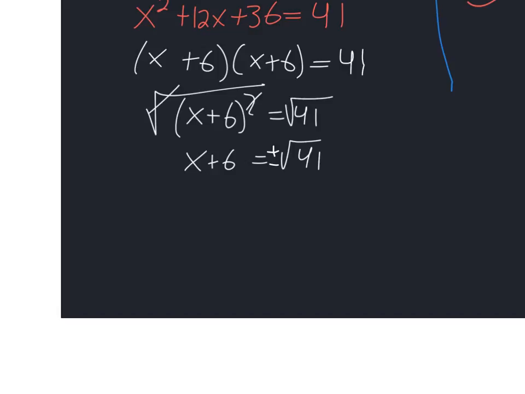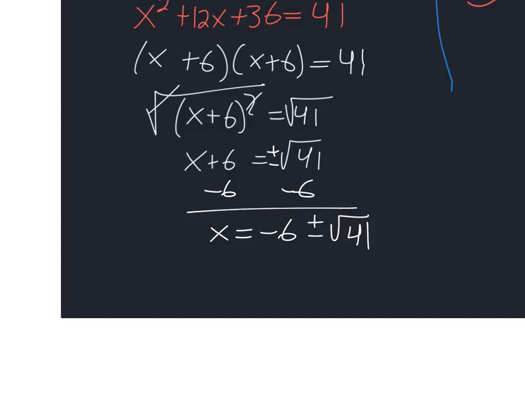Okay? Then you would subtract by 6 on both sides, and that will leave you with x equals negative 6 plus or minus the square root of 41. And that would be your final answer. That would be how to complete the square.